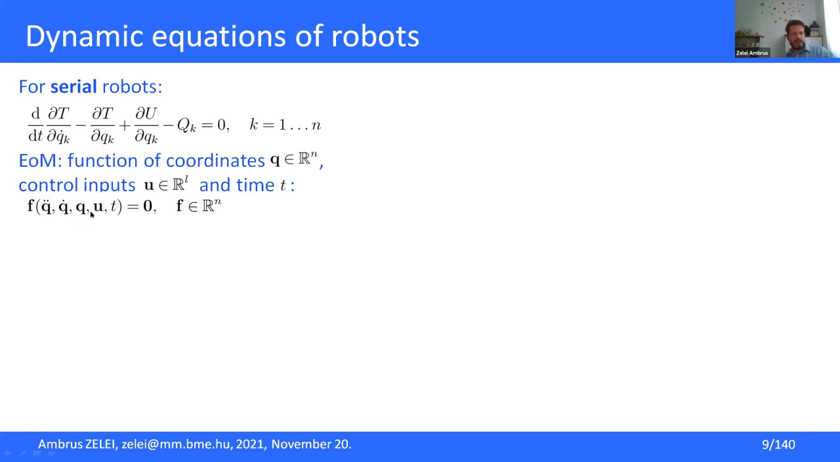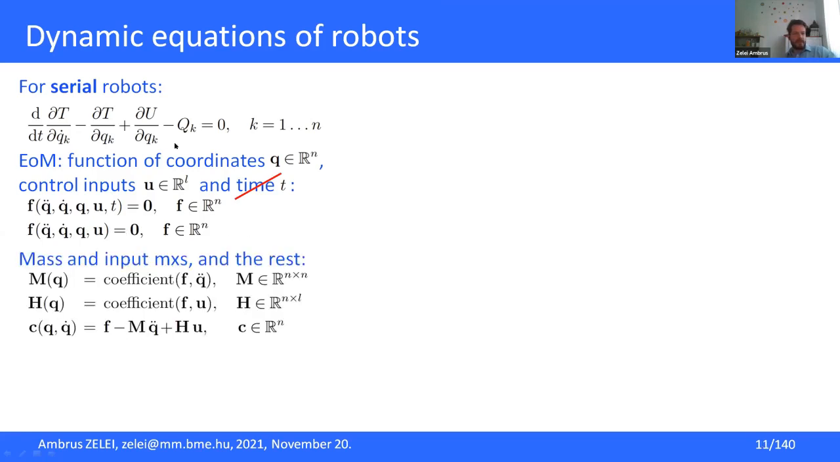denoted by q. And if we are talking about robots, there are usually some control inputs u, and sometimes the equation depends on time, but it's not typical for robots, so we just drop it. So you will obtain some function, which is the equation of motion basically, which equals 0. And in case of robots, we can split this function into different parts. If we collect the coefficients of the accelerations, you will obtain the mass matrix, which always depends on the coordinates. It cannot depend, for example, on velocities.